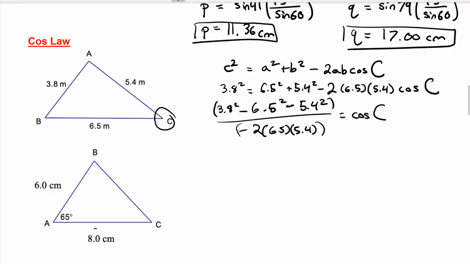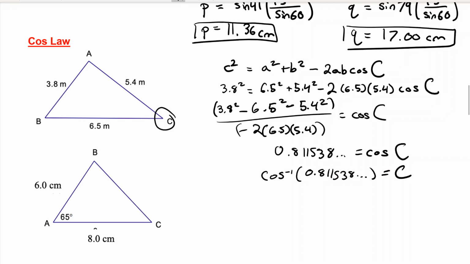So we're dividing it by -2 times 6.5 times 5.4, and I get an answer that looks something like 0.811538, etc., right? And that equals the cos of C. But don't forget, if we're looking for an angle, I have to do the inverse, right? So I have to do inverse cos, so second function cos, of whatever answer you get. And that's going to equal our angle C.